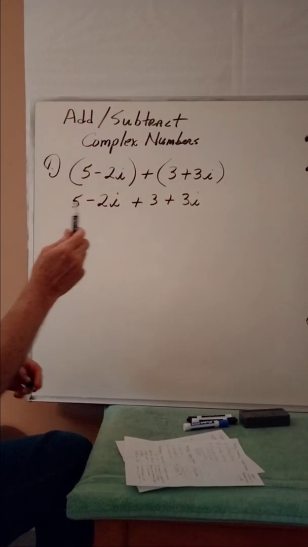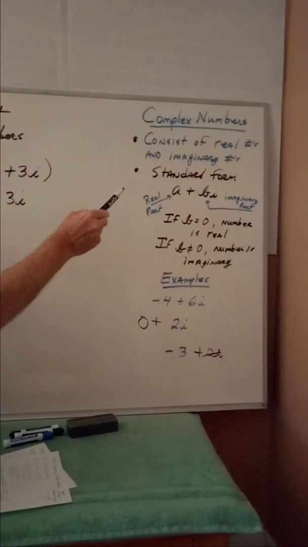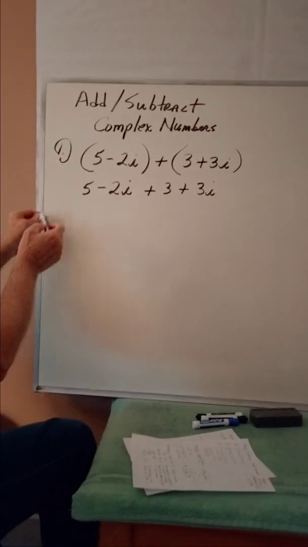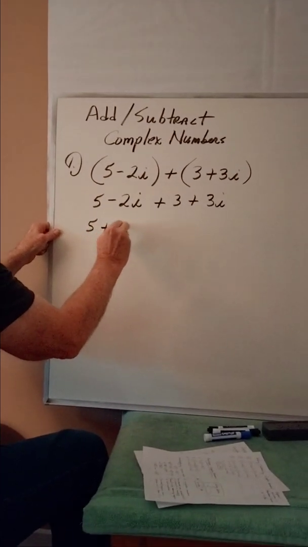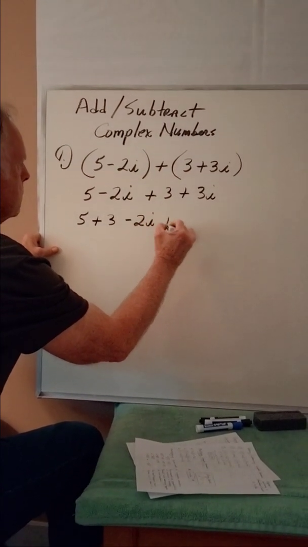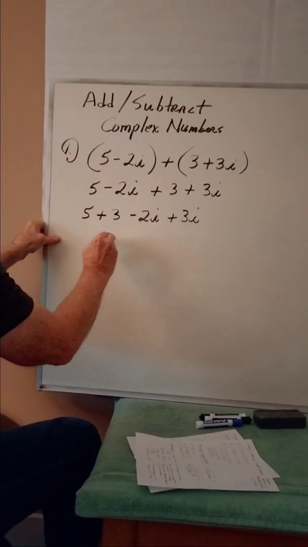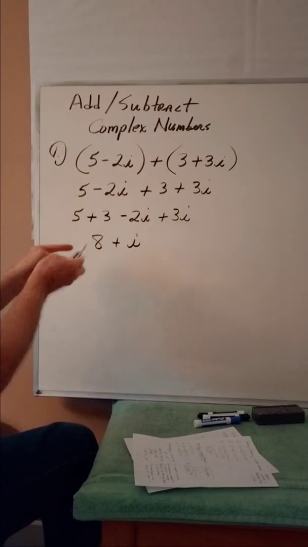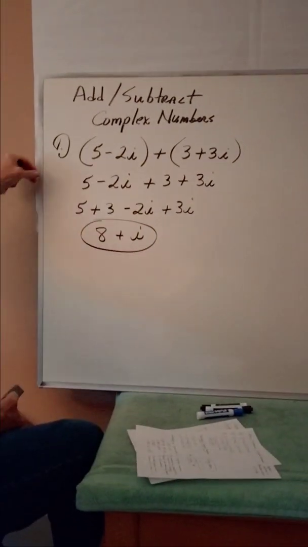And now, folks, watch what we're going to do. I'm going to commute these terms because I want my final answer to be written in the form of A plus BI. So I'm going to put my real number parts first, and that's 5 plus 3. Then I'm going to bring in the imaginary parts. And now let's write our answer. 8, negative 2i coupled with a positive 3i, plus i. A plus BI. Done. It's straightforward.